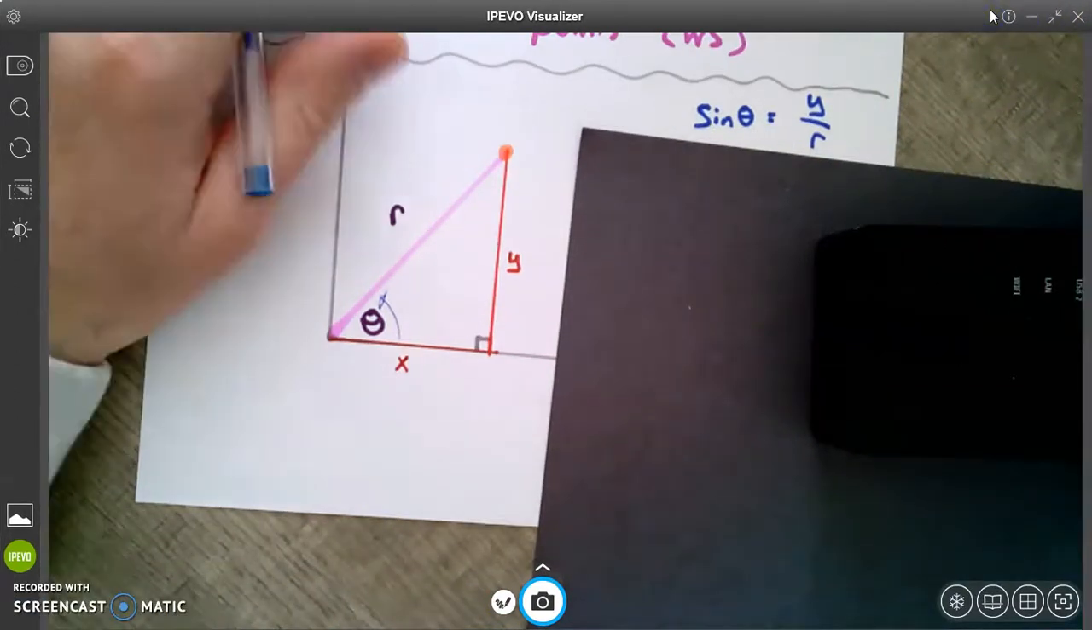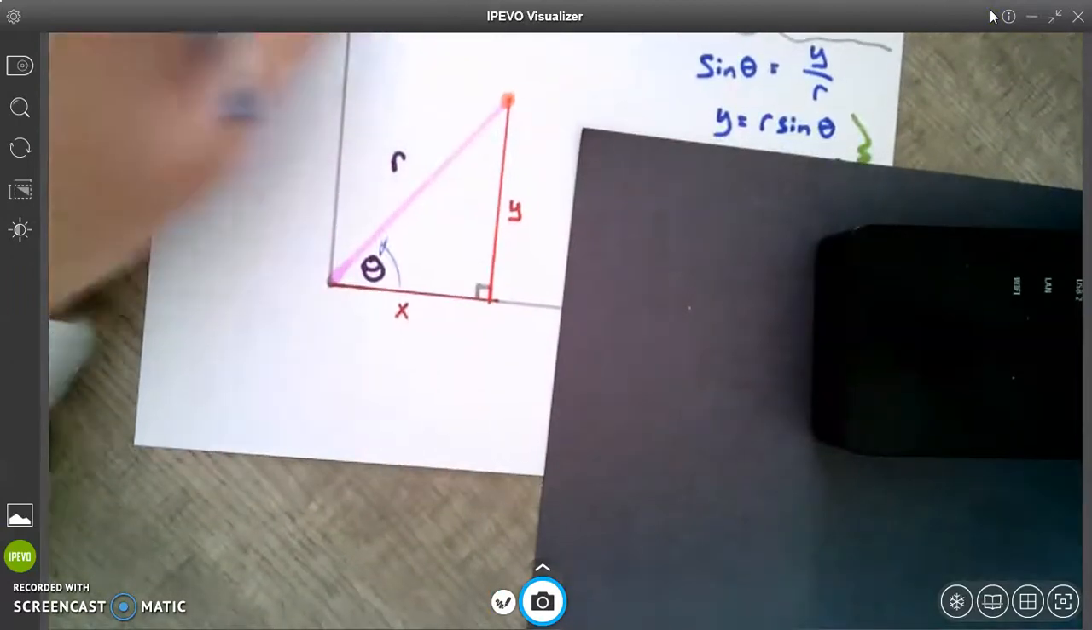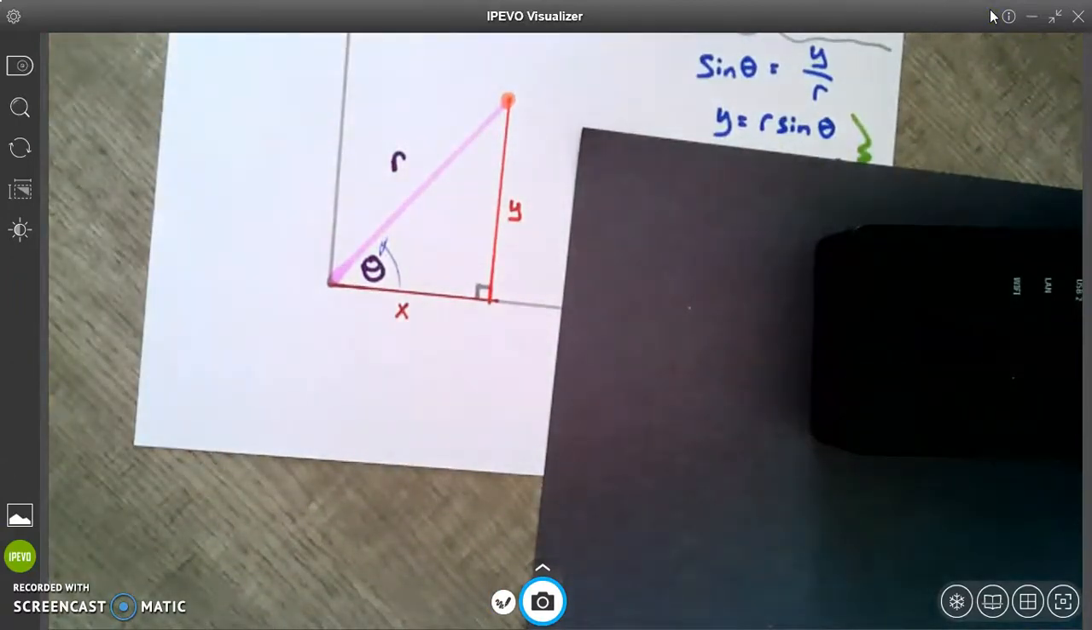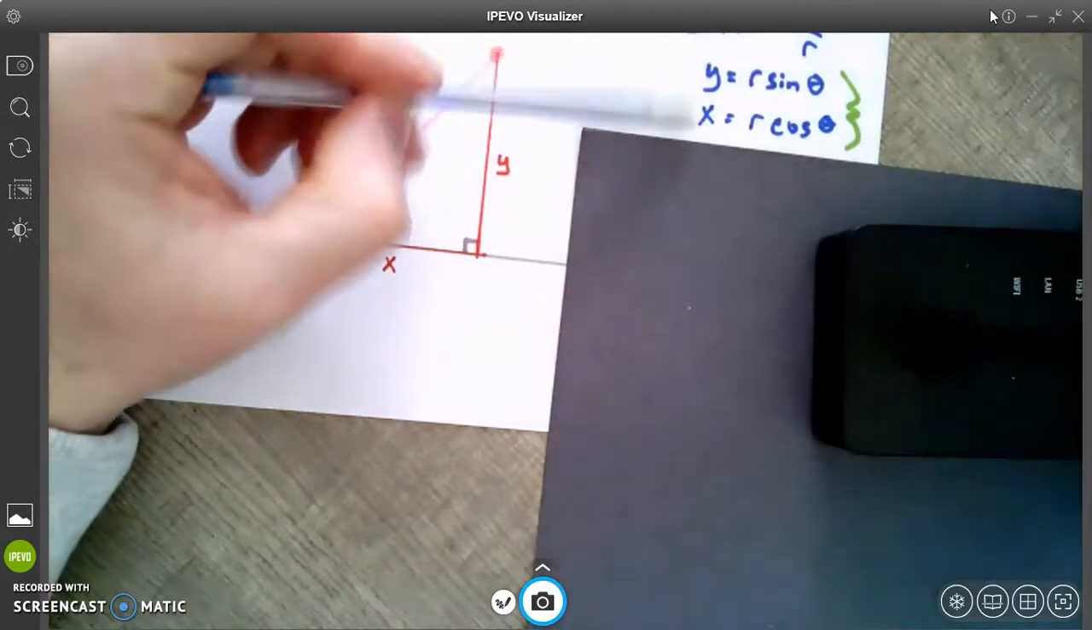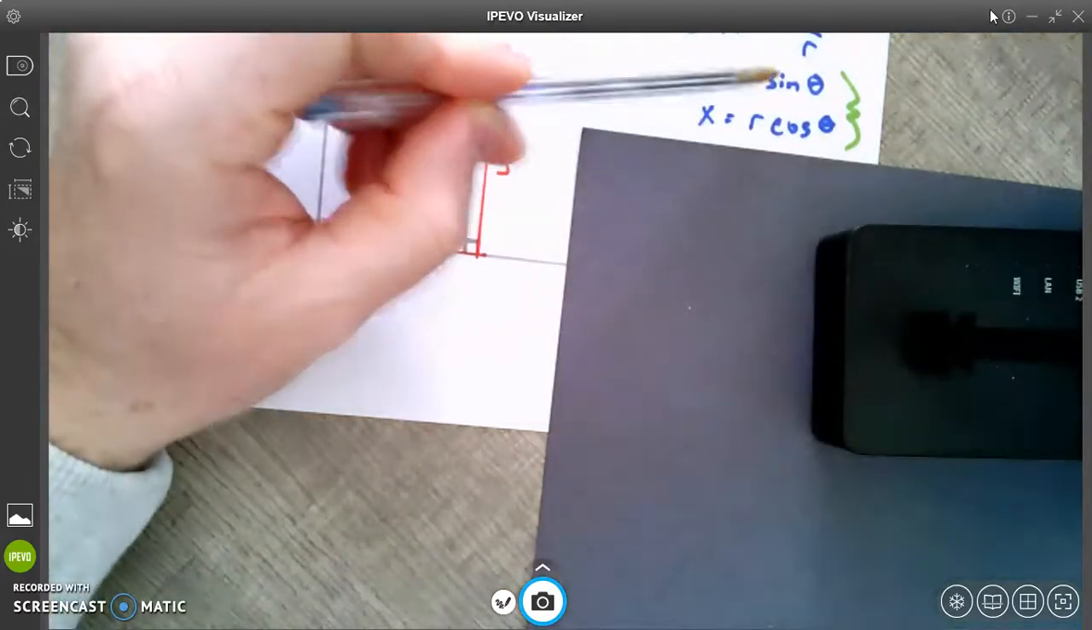That's relating the two. And we'll actually see it written like this, where I'll solve that for y, and I'll have y equals r times the sine of theta. Using the same argument, we could do cosine as well and get x equals r cosine theta. So now I have these two rectangular coordinates, x and y, in terms of polar coordinates.